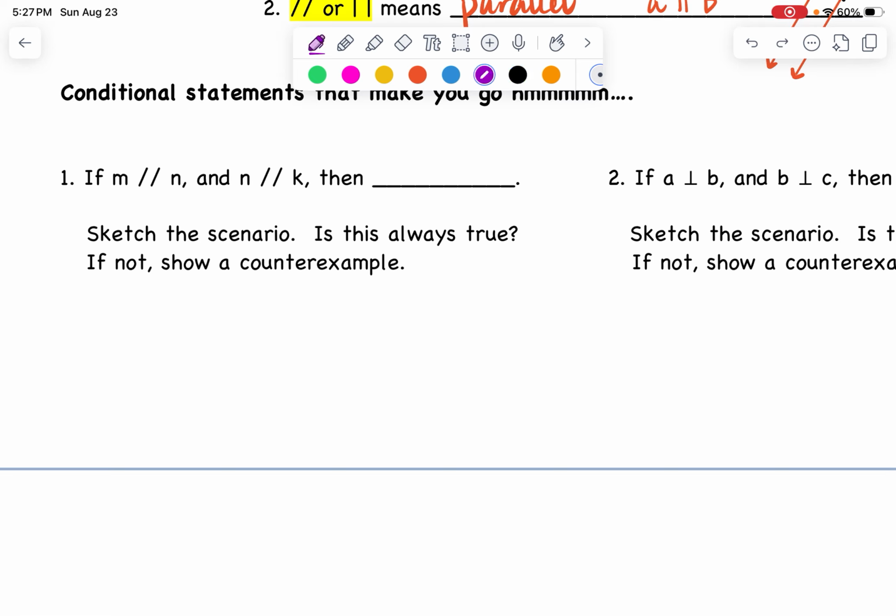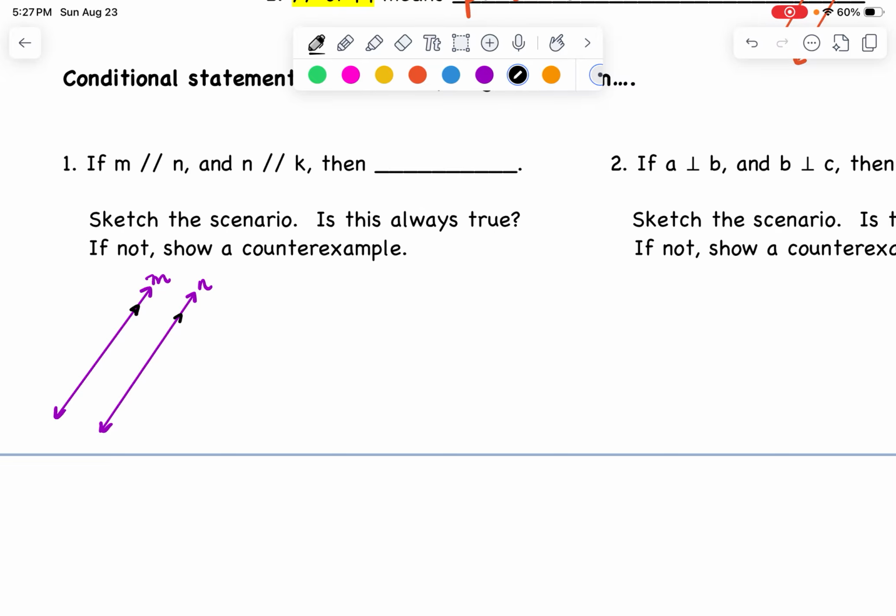So some line M is parallel to some line N. And I'm going to put my little arrows on there to show that. But it also says N is parallel to K. So I've got a third line. He's labeled K, and he's also parallel to N. So we're going to have another arrow.